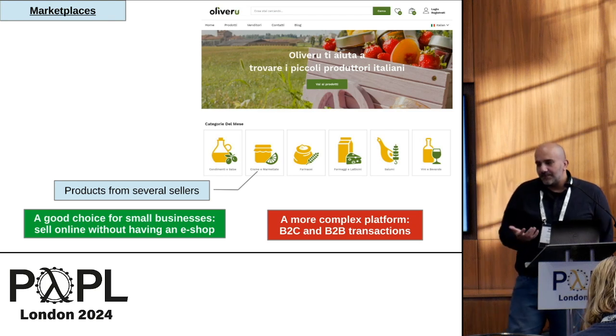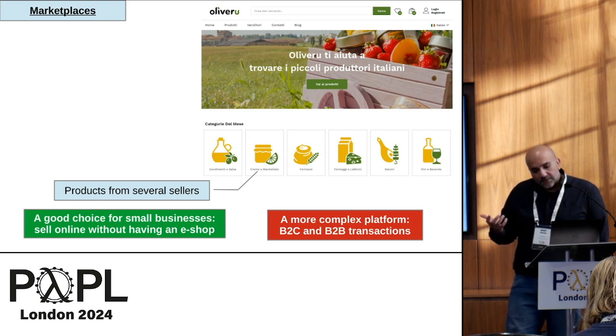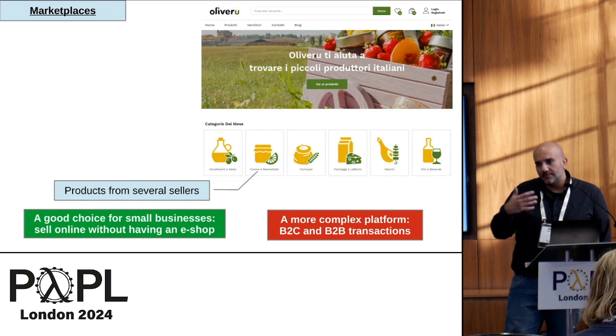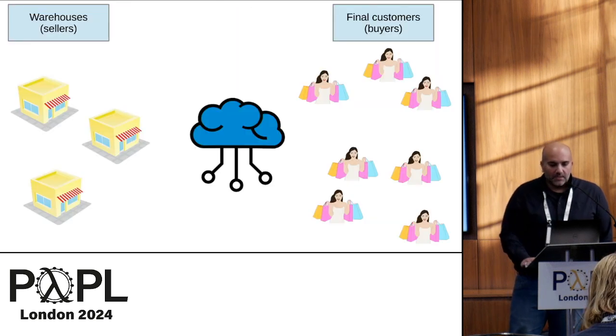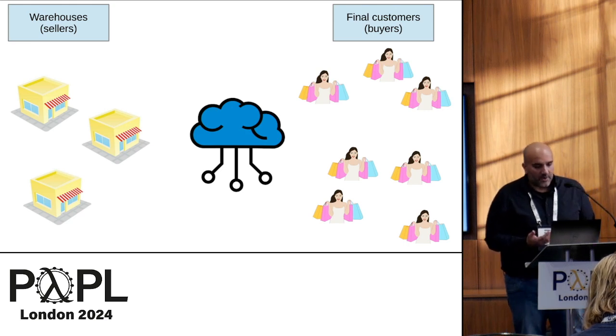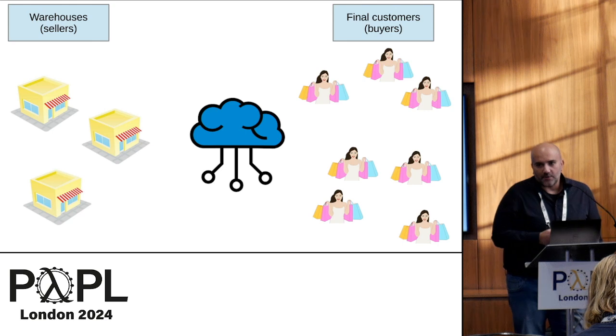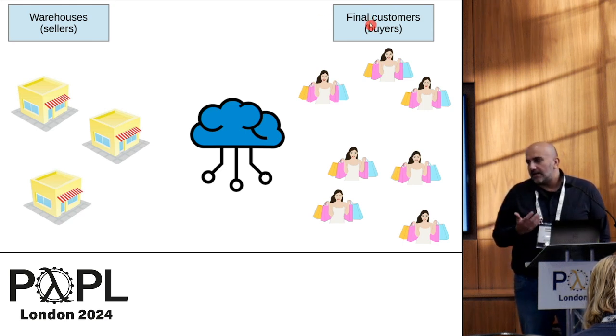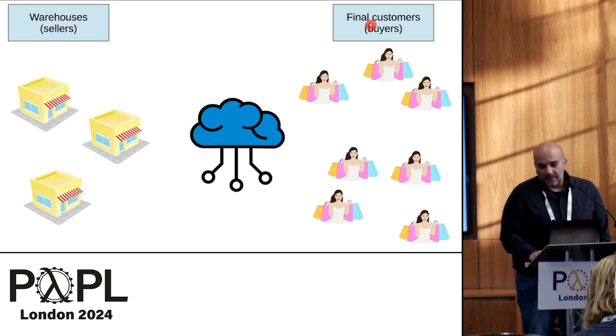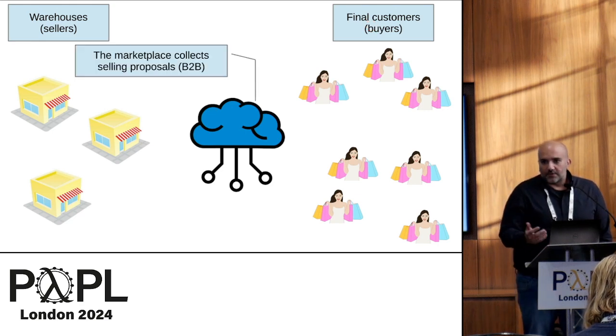On the other side, for the owner of the platform, it's a much more complex website with respect to an electronic shop, because there are 2 different kinds of transactions that must be handled: business to customer and business to business. So, who are the main actors of this kind of marketplaces? On the one side, there are warehouses that want to sell products. On the other side, there are final customers. They would like to buy products. In the middle, there is the platform, the marketplace platform.